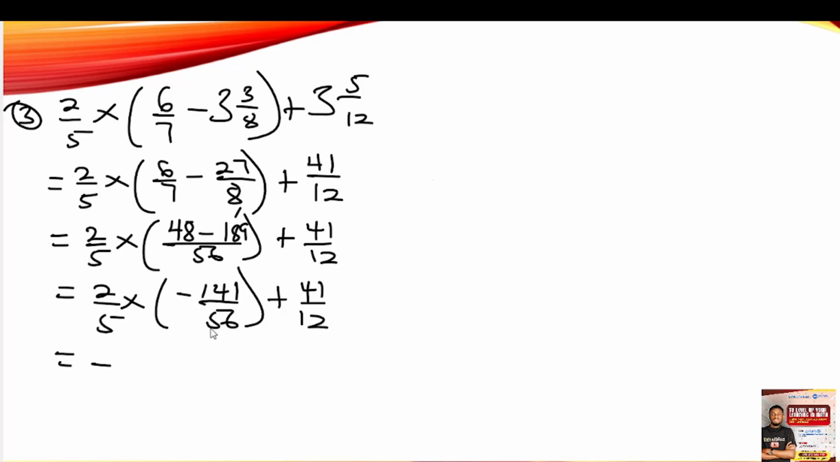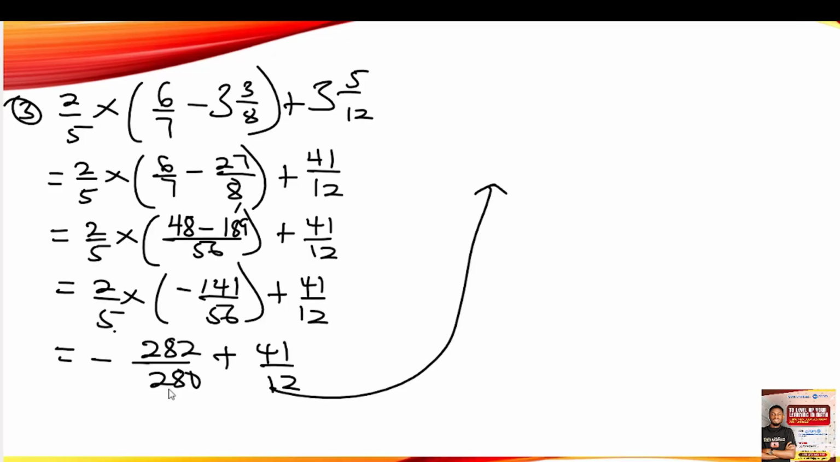Now the next thing to do here, okay, so let me continue from here. The next thing to do is to find the LCM of 280 and 12. And the LCM of 280 and 12 is 840. So 840 becomes the LCM. And we will take the values of the denominators one by one. In that case, we are going to divide 840 by 280.